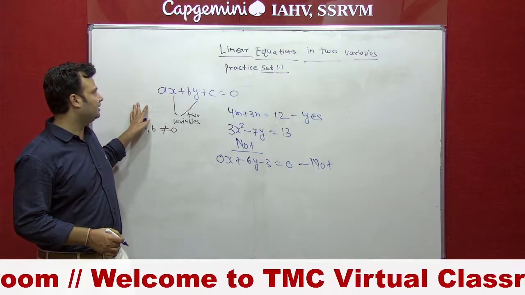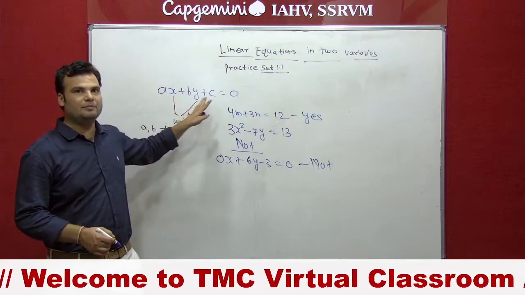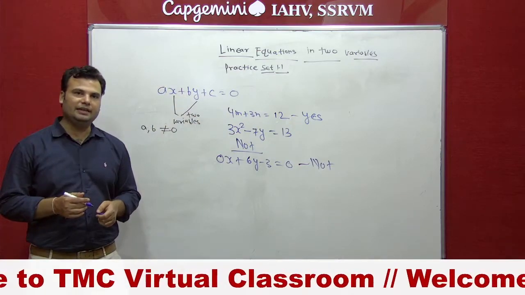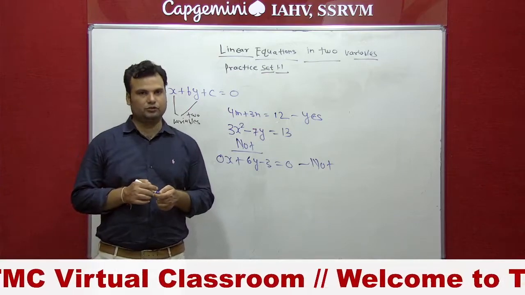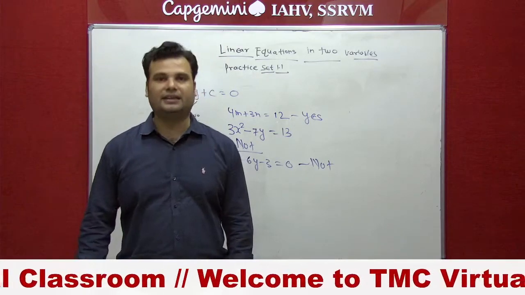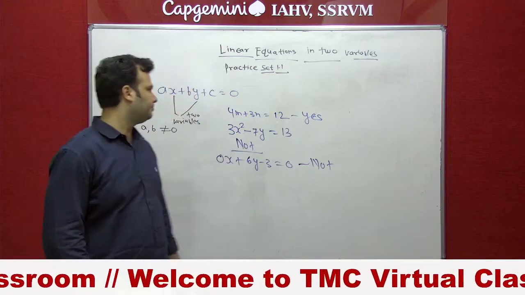The standard equation in general form is ax plus by plus c equal to 0, and the maximum index is 1. So that is called a linear equation in two variables. I think you understood the basic part of this lesson. So let's start practice set 1.1.